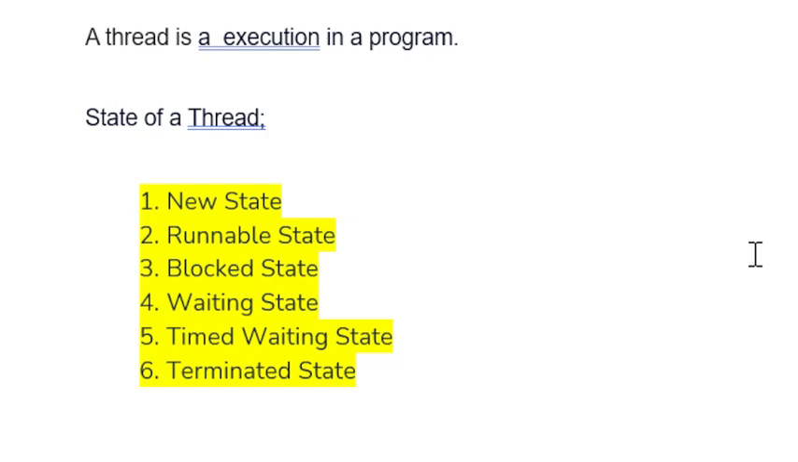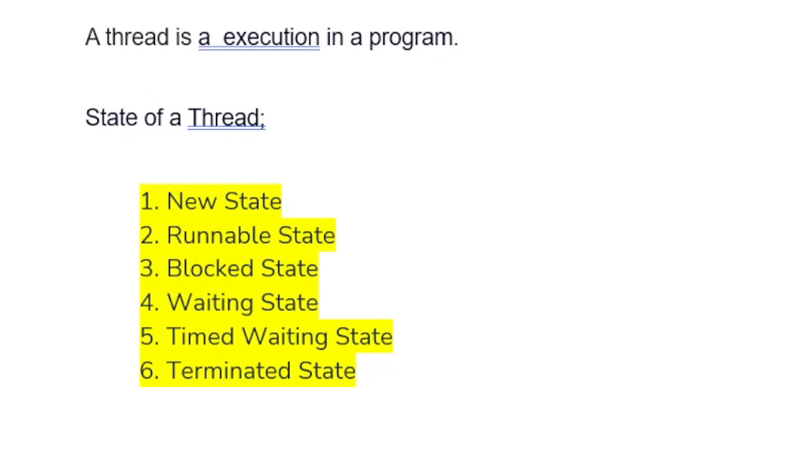In Java, a thread has six states. While running or executing, a thread must be in one of the six states. Whatever the state may be, it may be a new state, runnable state, blocked state, waiting state, or terminated state.